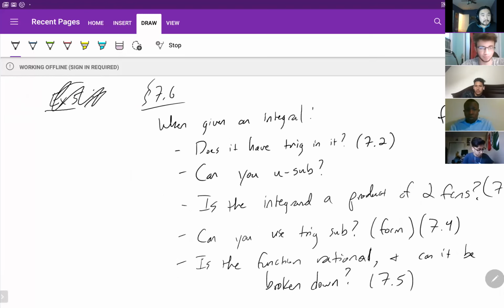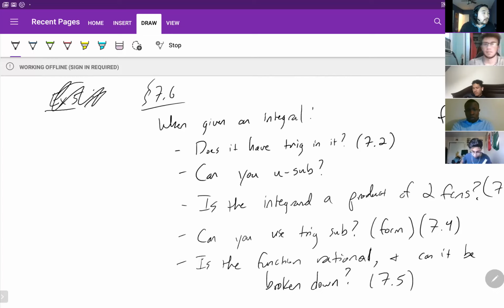All right, so that's 7.6. If you're having trouble identifying what method to use, definitely look at 7.6. They give you some good tips and tricks in there. I'm sure the TA is going to go through a couple during recitation as well.